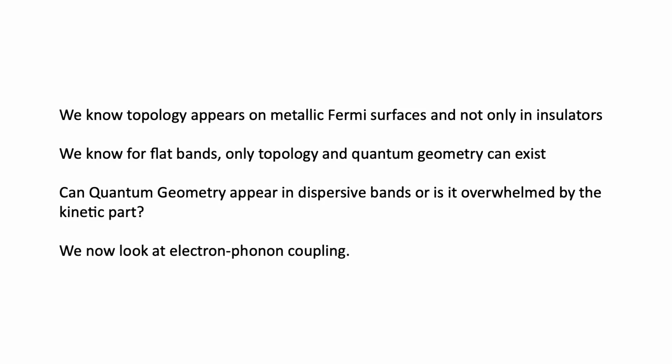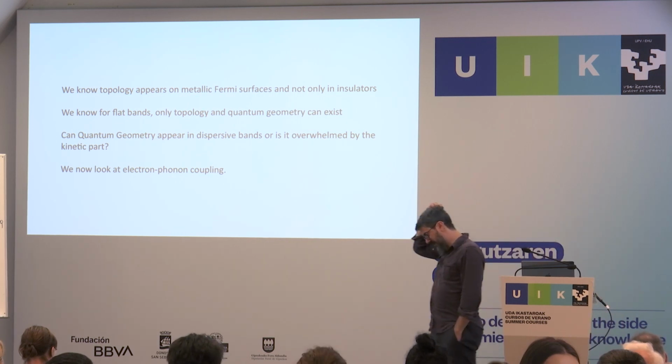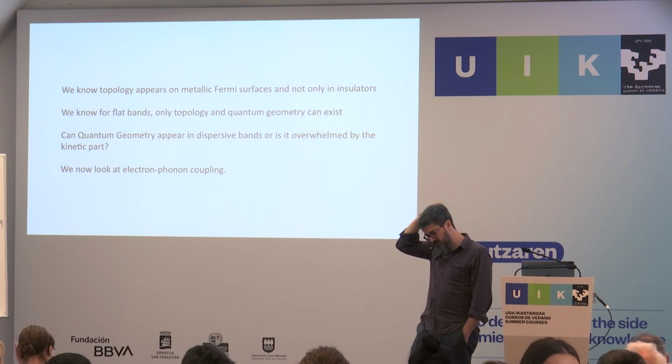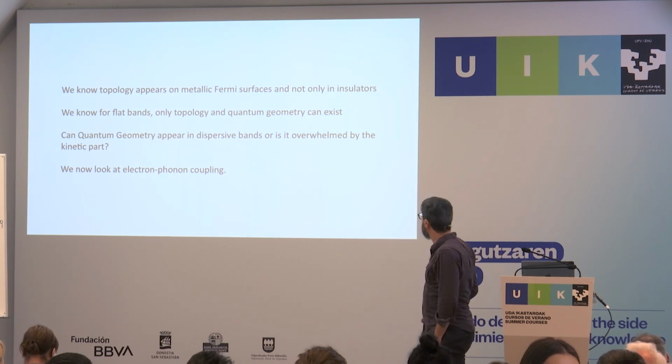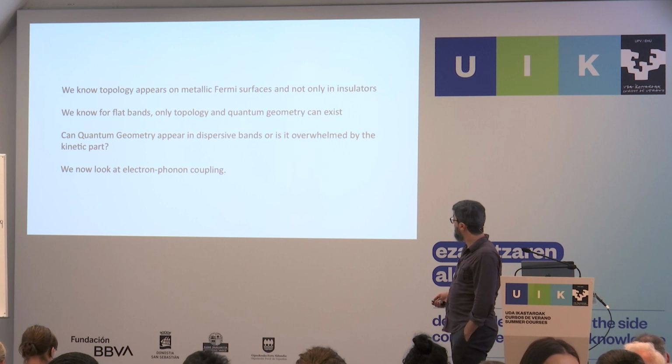Okay, I don't want to go through this. In the last part, I want to show you some rewriting, and this has to do with quantum geometry in dispersive bands. I hope I convinced you that there is something about quantum geometry in flat bands: it can give you bounds on the superfluid stiffness. Now I want to show you that it can appear on metallic Fermi surfaces, and not only in insulators.